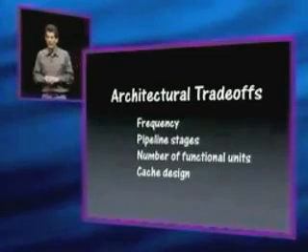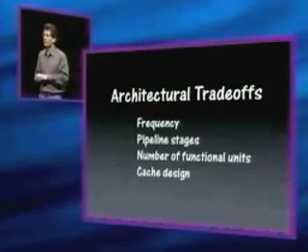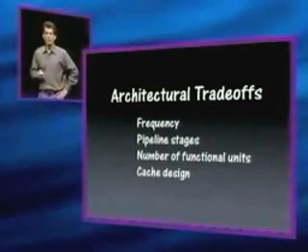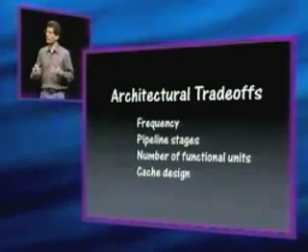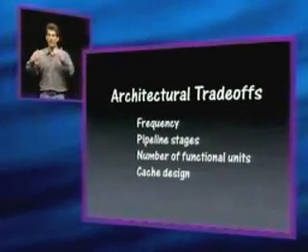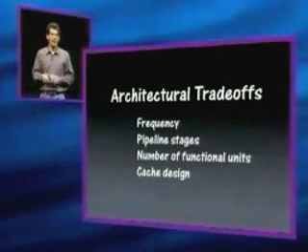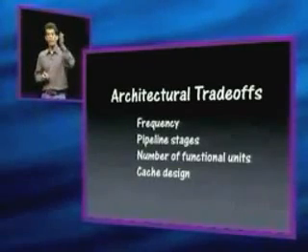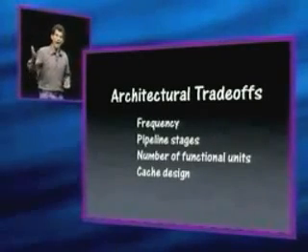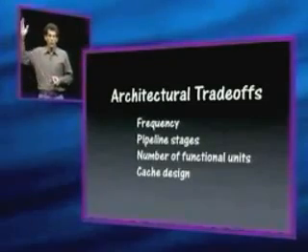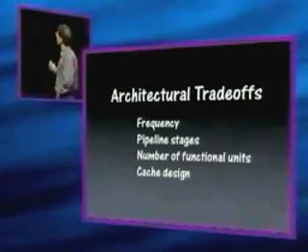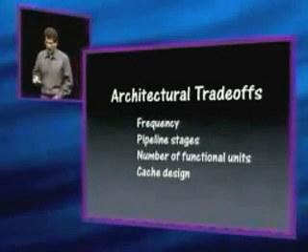And there's some real downsides to having long pipelines. We're going to talk about that in a minute. Then there's a number of functional units. The more functional units you have, the more parallelism you can have. That's how many instructions you can execute every cycle. And the cache design: whether you have a level 1, the size of the level 1, the size of the level 2, and if you have one, the level 3 cache. So all of these factors play into the performance of the processor, not just frequency.